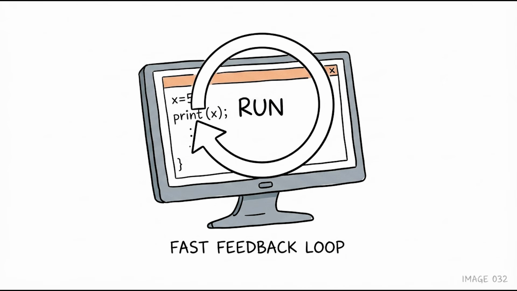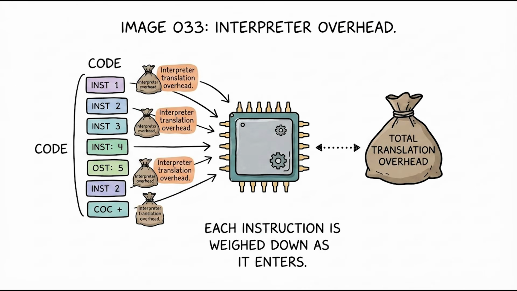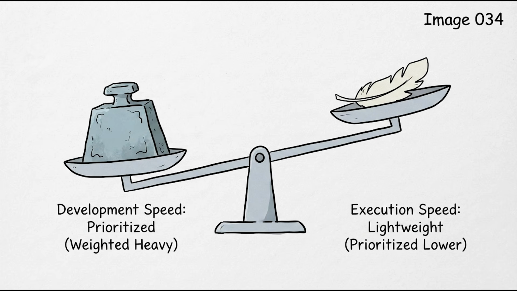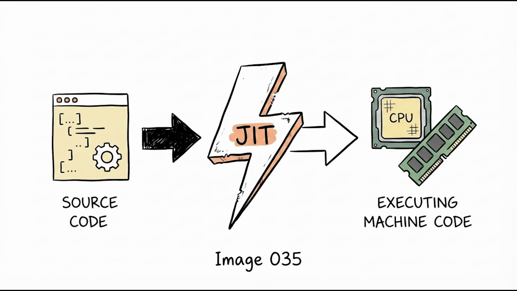The key spec to understand is overhead. The interpreter translates every line every time it runs. That adds a performance cost. Pure Python is slower than C for raw number crunching. But here's the thing, if you're building a web app, prototyping a tool, or learning to code, speed of development crushes speed of execution. Interpreted languages let you move fast.